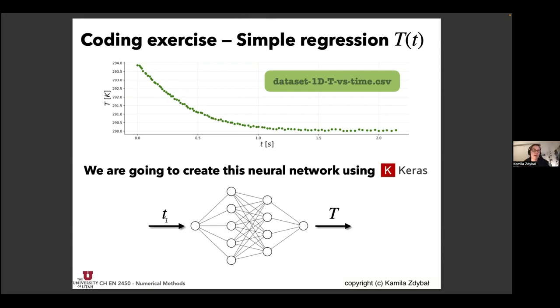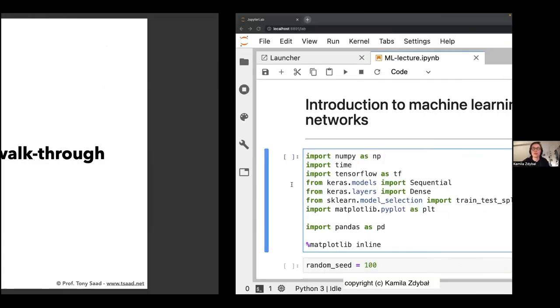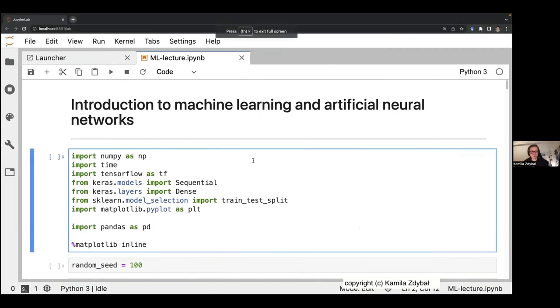And the network that we're going to create is going to look like this. We have one input where we're going to input time, and we have one output. We're going to output the temperature; we're going to be predicting the temperature. And we're going to create two hidden layers, those interior layers, the first one with five neurons, the second one with four neurons. So let's try to code this.